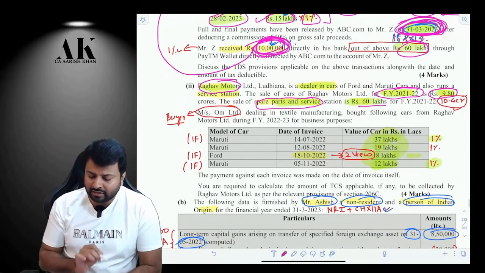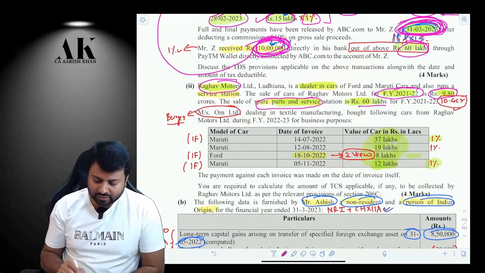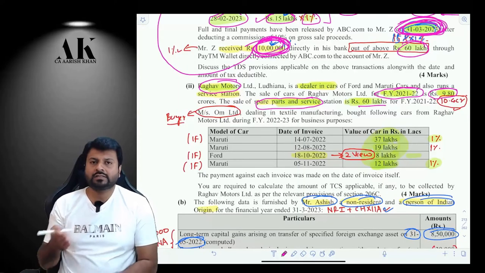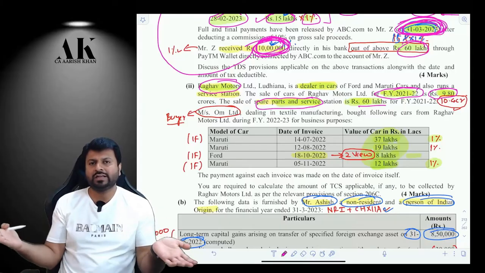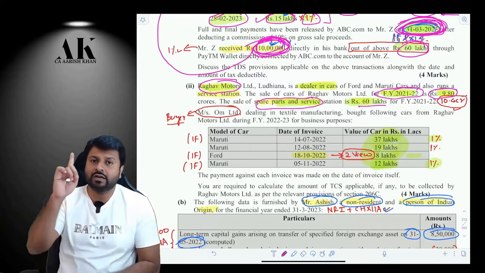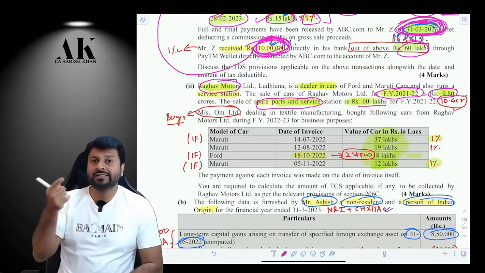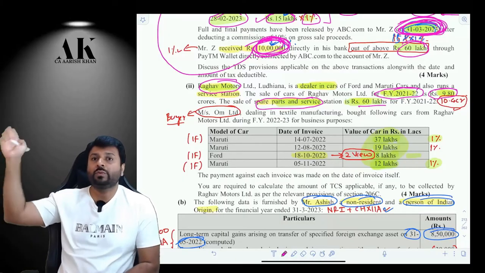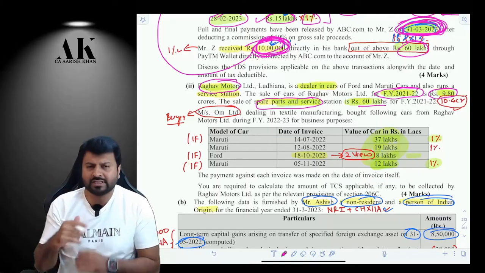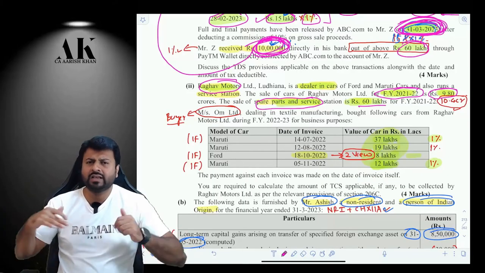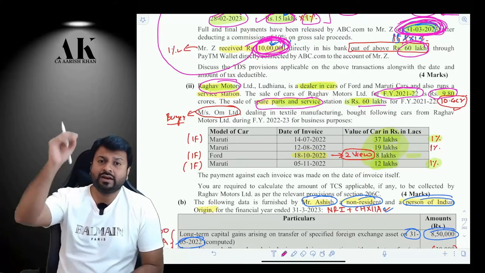Now, Mr. Raghav is manufacturing cars and selling cars. So if Mr. Raghav is selling cars to customers, and if the value of the car is more than 10 lakh rupees, then he is liable to collect TCS under 206C(1F). Okay, and if it is less than 10 lakhs, then 206C(1H) might be applicable. So first of all, we need to give priority to 1F, because Mr. Raghav is a dealer of cars, a manufacturer of cars. His first duty is to sell the car. 206C(1F) will be at priority.